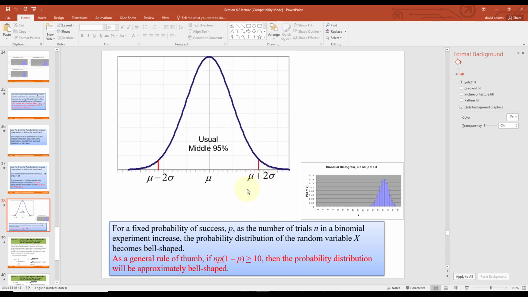So you're going to have to think about this before you do this next problem. Whenever the binomial distribution has NPQ greater or equal to 10, its histogram is relatively bell-shaped and symmetric, and we can use approximation using the empirical rule. And remember, you get the middle or the usual 95% between plus or minus 2 standard deviations around the mean.